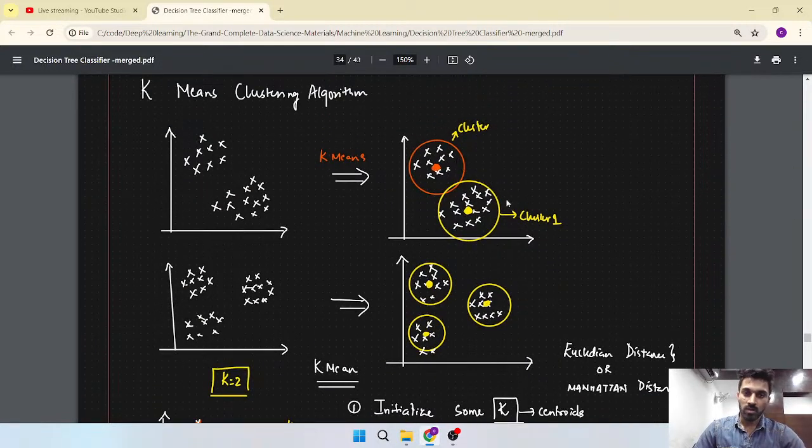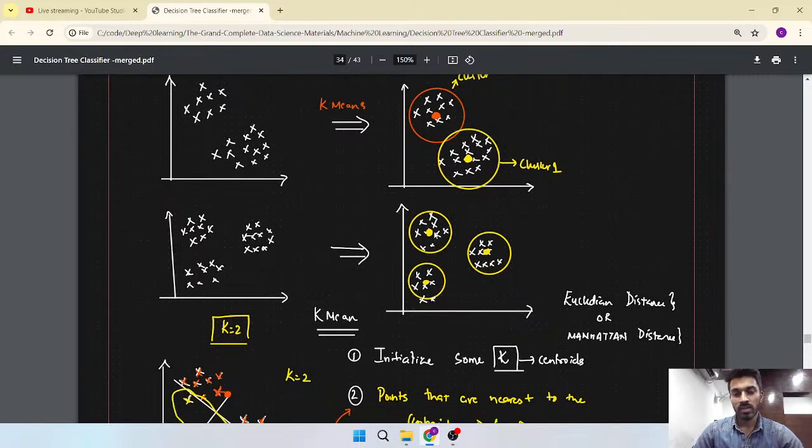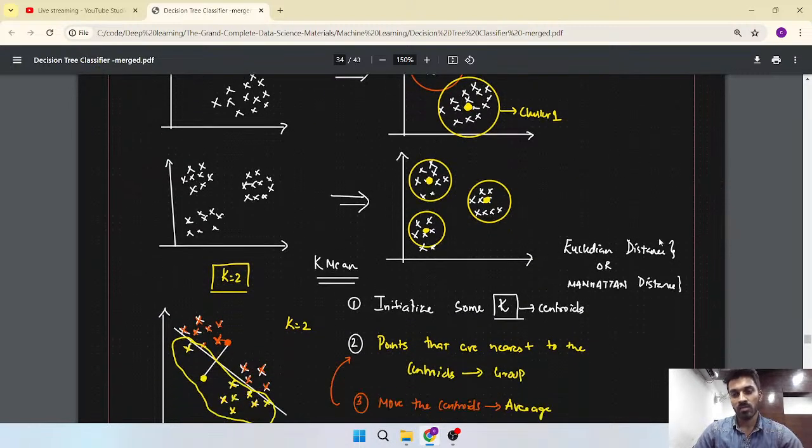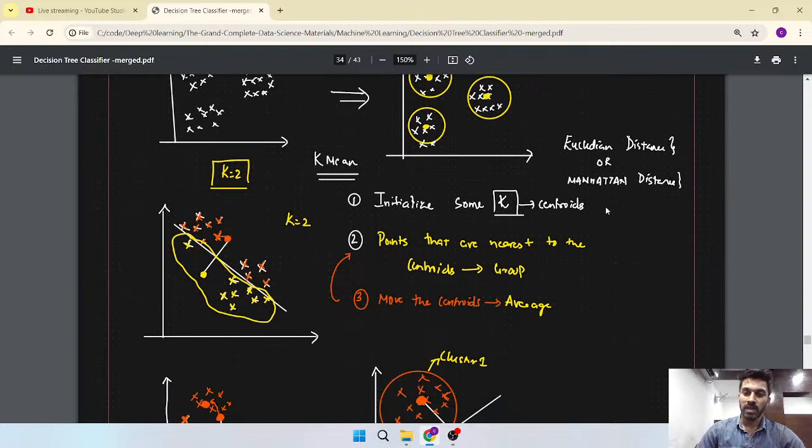Basically you create some clusters and find the distances. To find the distances we use Euclidean distance or Manhattan distance. The Euclidean distance formula is the square root of (x1 minus x2) squared plus (y1 minus y2) squared. And the Manhattan distance is the modulus of x1 minus x2 plus the modulus of y1 minus y2.